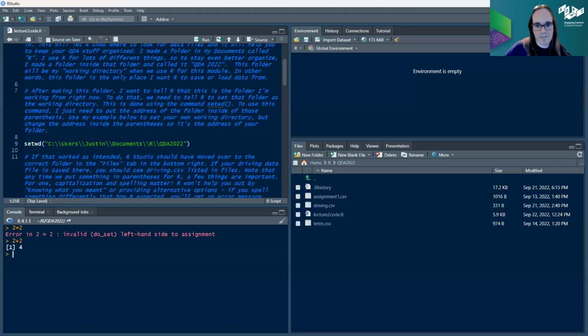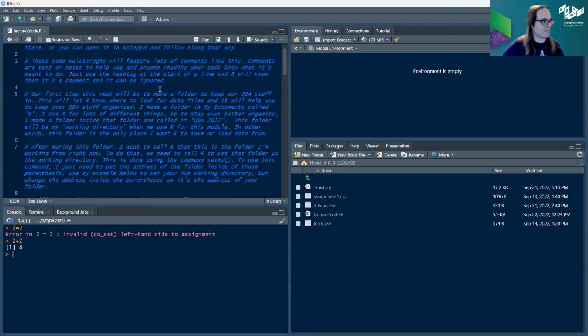So hopefully you can find that. Yeah, download the CSV driving file and throw that into your QDA folder also. So yeah, that's your script area. That's where you can have text or code.